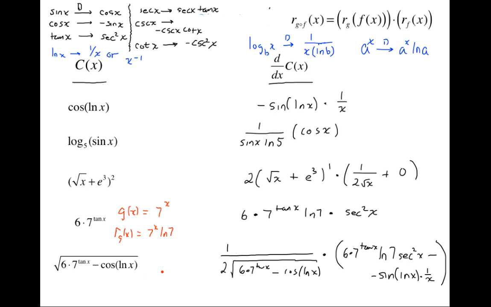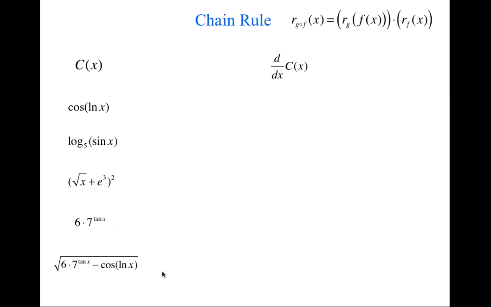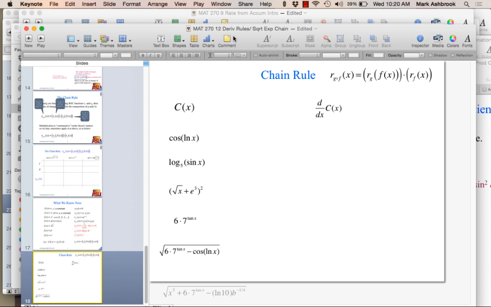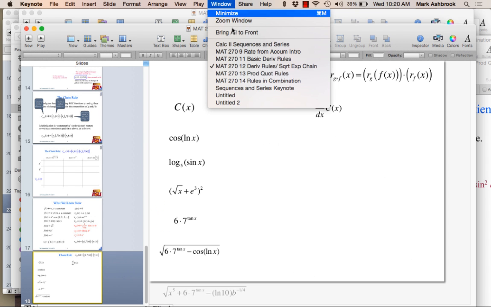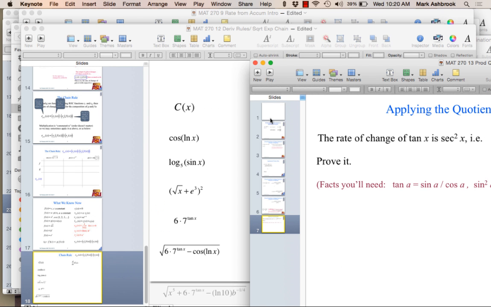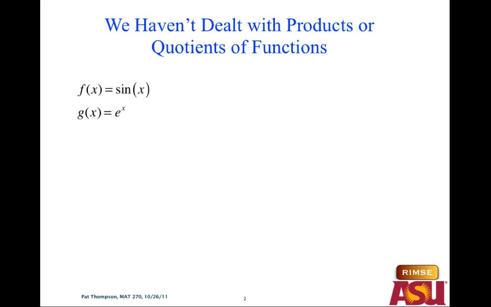All right, so that's a pretty good treatment of the chain rule. So let's talk about if a function is the product of two functions. So what we haven't dealt with yet is product or quotients of functions. So here's two easy ones. Sine x. What's the derivative of sine x, or the rate of change function for sine x? Cosine x. Rate of change or derivative of e to the x.